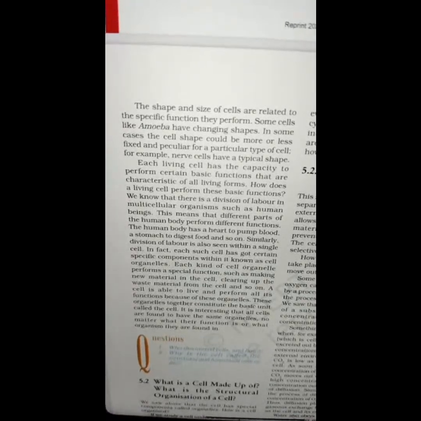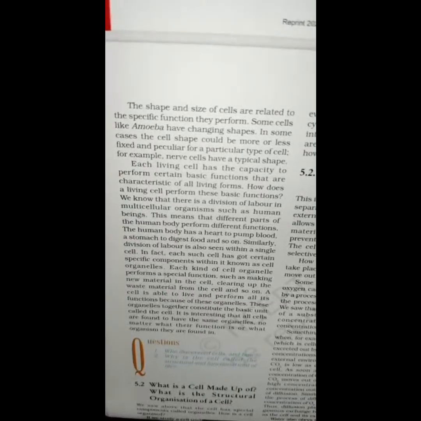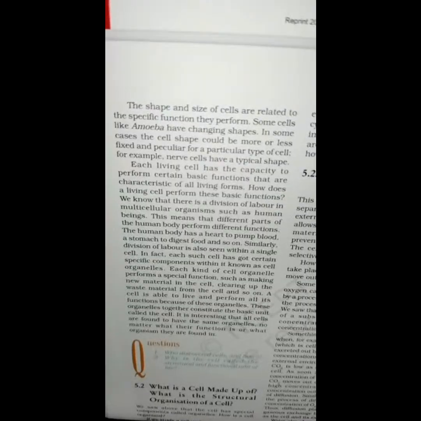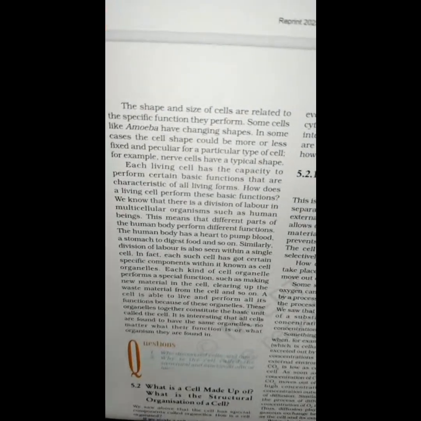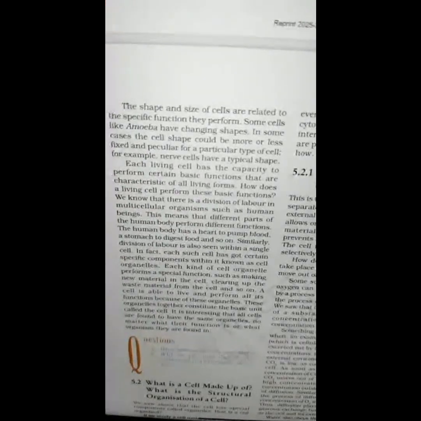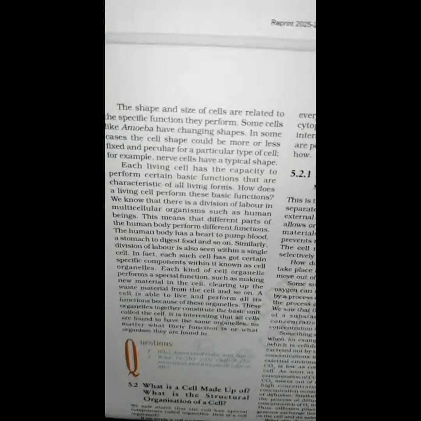The shape and size of the cells are related to the specific function they perform. Some cells, like amoeba, have changing shapes. In some cases, the cell shape could be more or less fixed and peculiar of a particular type of cell. For example, nerve cells have a typical shape. Each living cell has the capacity to perform certain basic functions that are characteristic of all living forms.